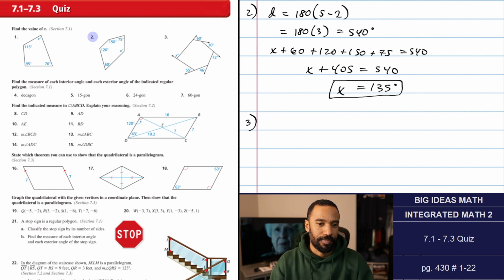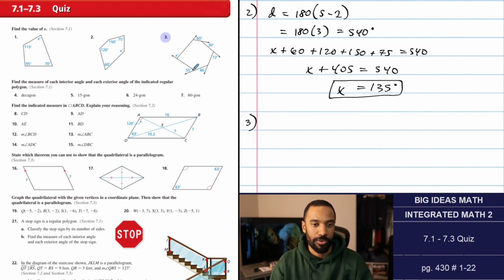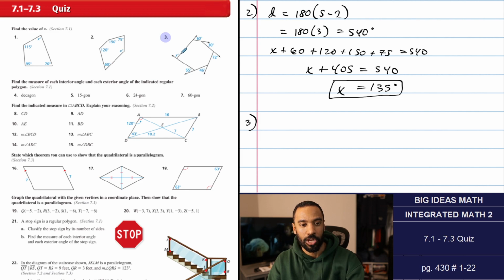Number 3. This time we have x on the outside, and not just on the outside. This is what is known as an exterior angle. If you extend a side from a polygon, it is going to be forming a linear pair with one of your interior angles. It's not the whole exterior angle. This is an exterior angle.